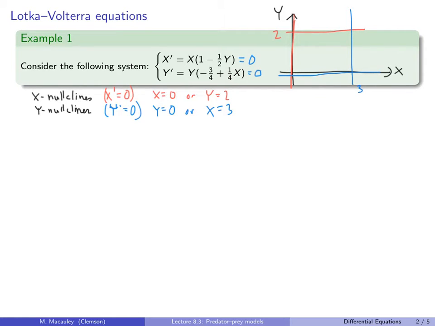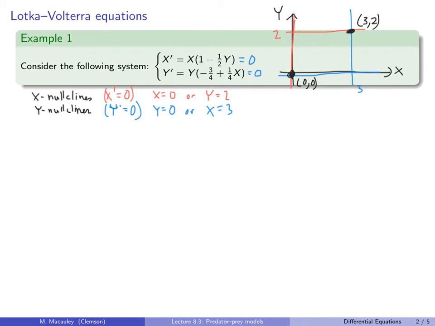So the steady states are the intersection of the nullclines. Those are when both x prime and y prime are 0. So one of them obviously is at 0, 0 when both species are extinct. Or you have this one, 3, 2, which represents when they are coexisting. This is 0, 0.